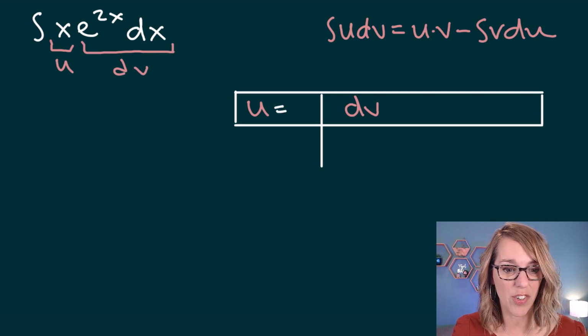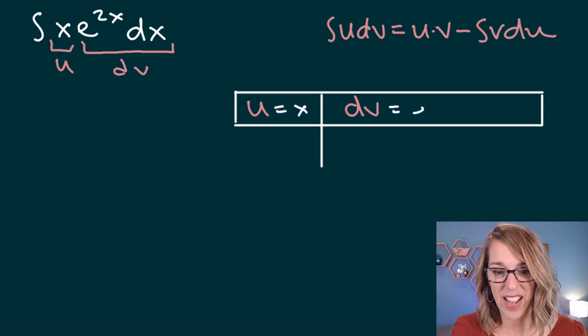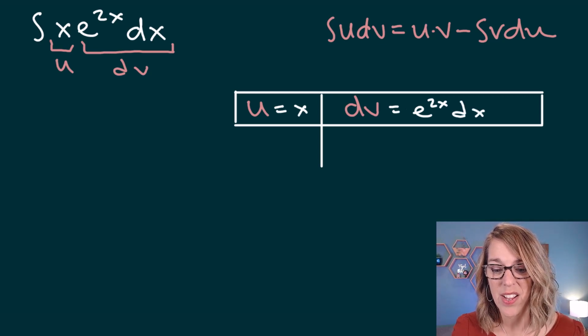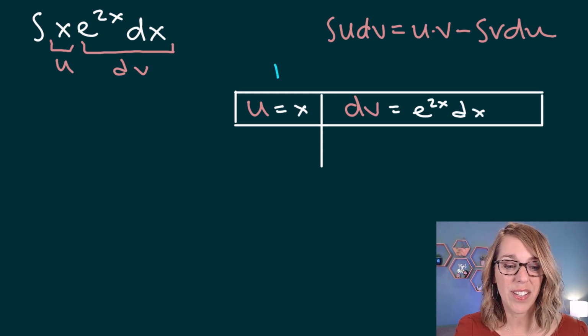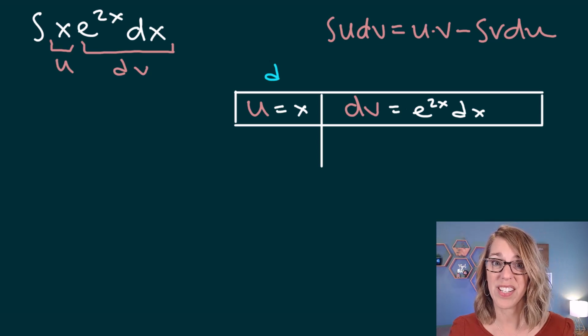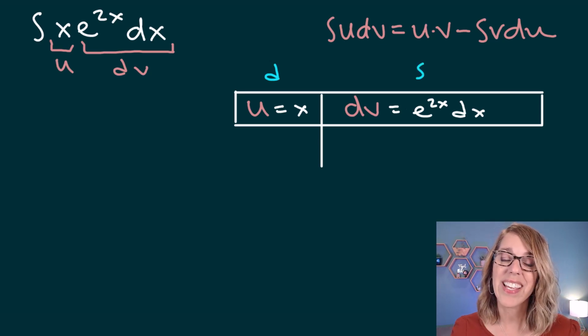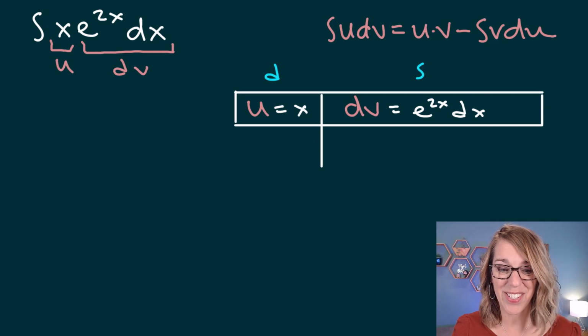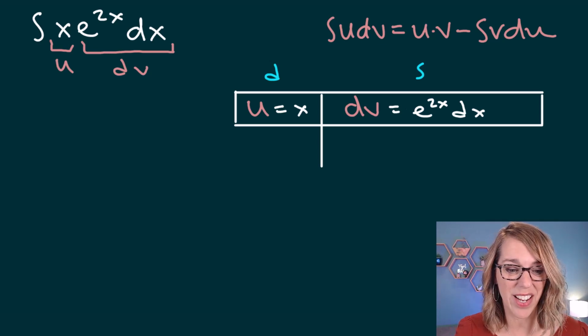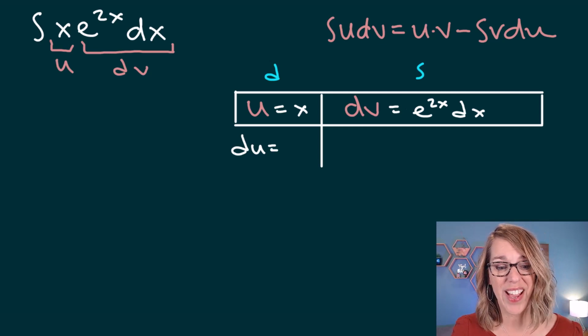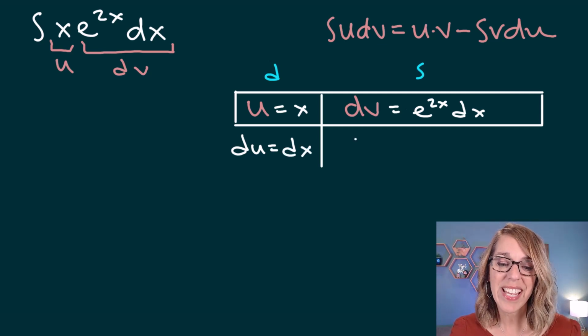Let's go ahead and put those in our chart here. So I've got an x and an e to the 2x dx. So I know that I need to differentiate u to get to du, and I need to integrate dv to get to v, and that's going to give me everything else that I need. So du is equal to the derivative of x, which is dx, just like we saw in the last one. And then I'm going to integrate to come up with a v.